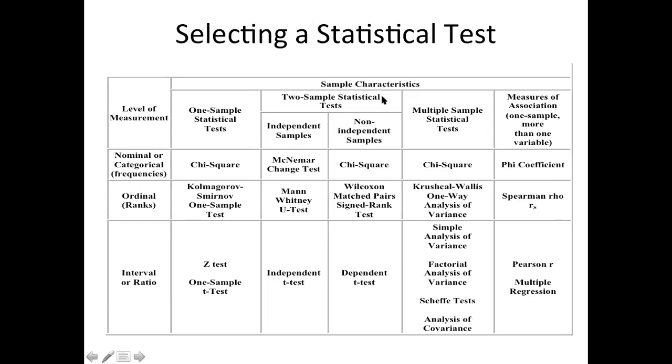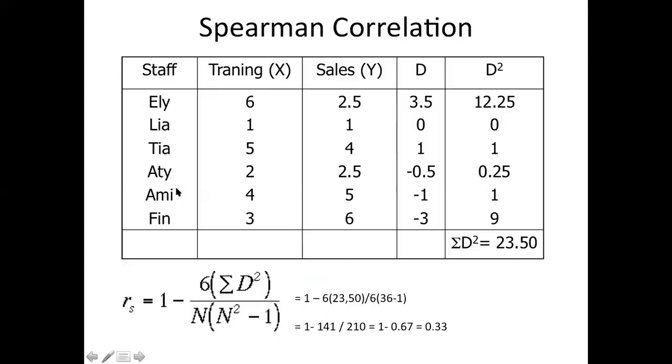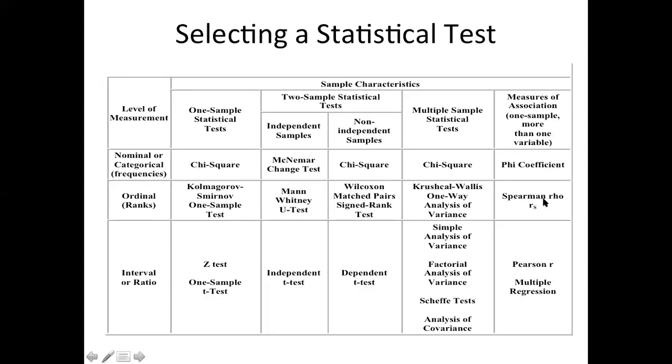Now you can take a look at this. What kind of correlation can we use when the scale is different? Here is the scale of our data: nominal or categorical. We can use the chi-square if they are nominal. If they are ordinal, we use the Spearman rho, okay? Because the data are ordinal. So we have ordinal data here, ordinal scale, and then we use the Spearman. When the data are interval or ratio, then we use the Pearson product moment.